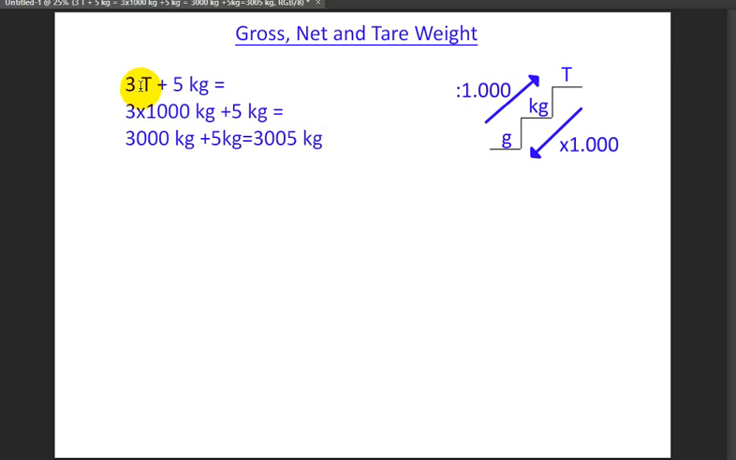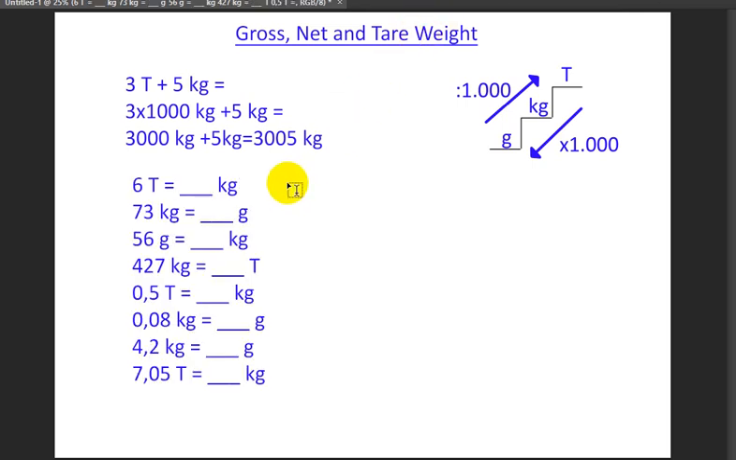Now, I could have done the opposite. I could have turned kilograms into tons. That would have meant I needed to do 5 divided by 1,000, which would have been a little harder than just doing 3 times 1,000. So again, just like when we were doing problems with length, we prefer to move down the ladder rather than up.